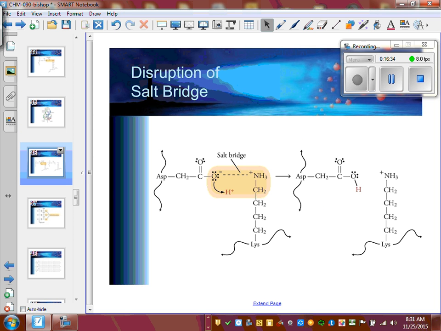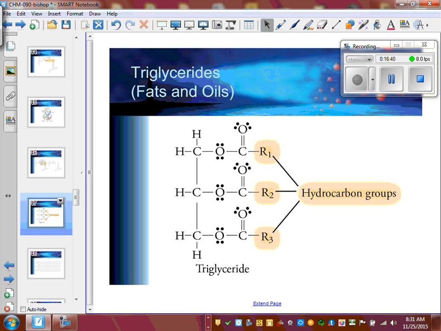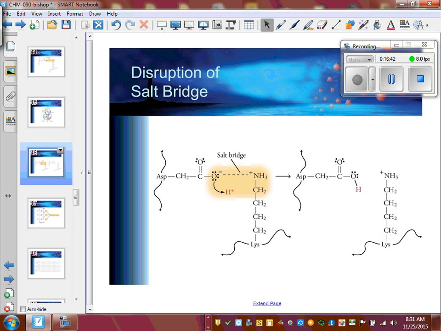And we can break apart salt bridges too. Go back here. So that happens a lot. Now, the shape of a protein determines its activity. Proteins, enzymes are proteins.